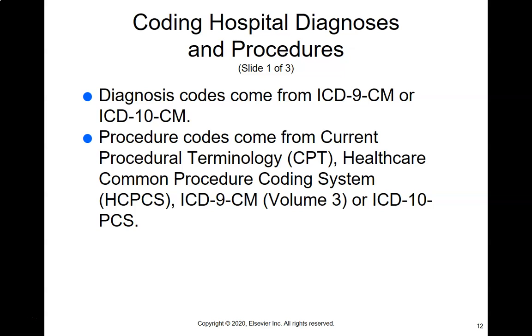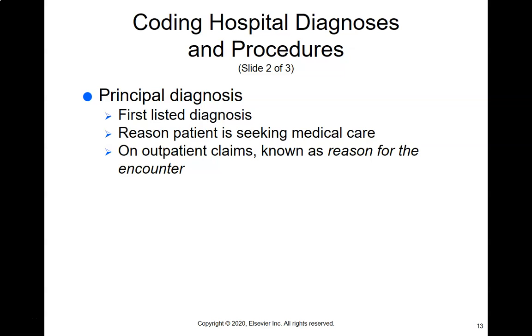Coding hospital diagnoses and procedures. The diagnosis codes come from the ICD-9-CM or ICD-10-CM. The procedure codes come from Current Procedural Terminology, CPT, or the Healthcare Common Procedure Coding System, HCPCS, ICD-9-CM Volume 3, or ICD-10-PCS. The principal diagnosis is the first listed diagnosis. It's the reason the patient is seeking medical care. And on outpatient claims, it's known as the reason for the encounter.